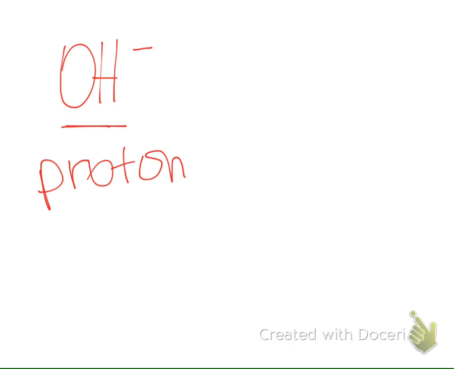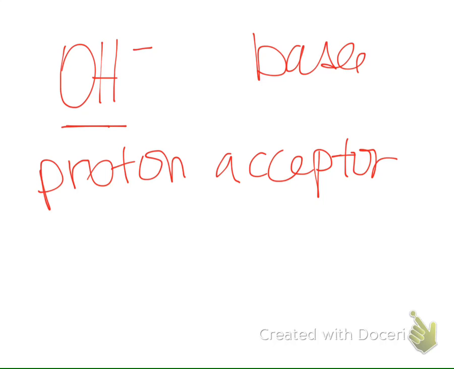Naming bases is very simple. Most bases contain what we call this molecule. What is this molecule? Hydroxide. Okay, this is considered a base because it's a proton acceptor. Right? This is a base, because it wants a proton. That's what we call these a base. It wants to take protons. So most bases contain this hydroxide molecule.